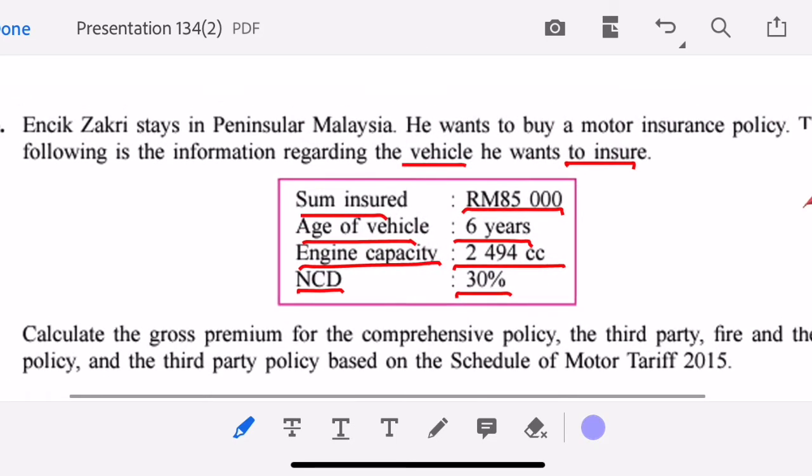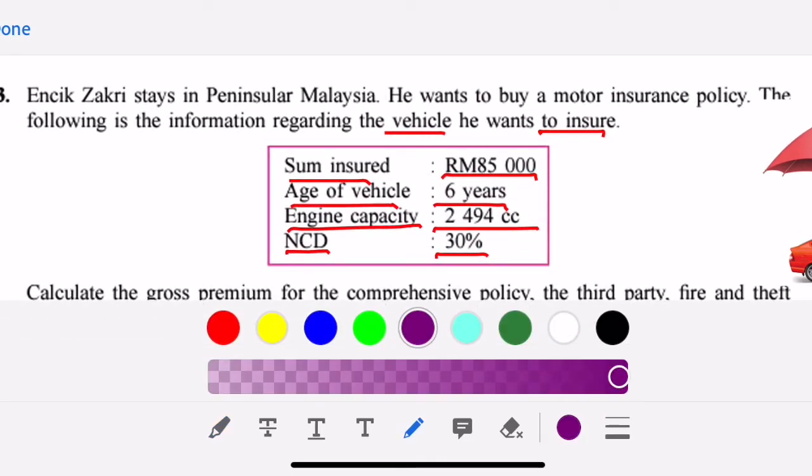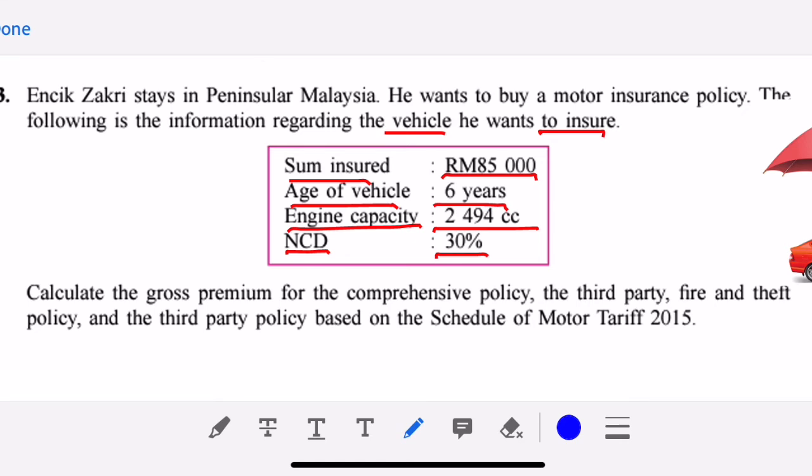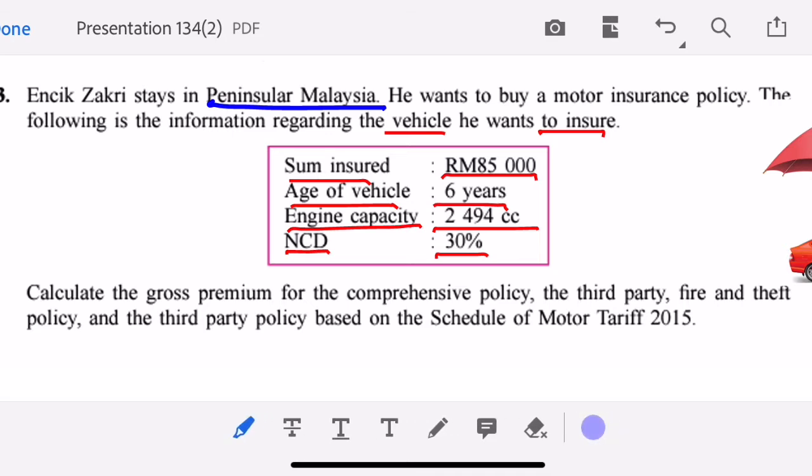So let's see this question. For question number 3, let's study the question. Inche Zakri stays in Peninsular Malaysia. So the keyword is Peninsular Malaysia. Okay, because according to Malaysia's Insurance Act, the location Malaysia actually consists of Peninsular Malaysia and Sabah and Sarawak, right? For Sabah and Sarawak, the rate and the Peninsular Malaysia are different. Okay, so maybe due to the level of risk being different.